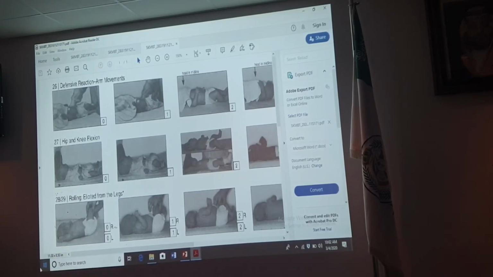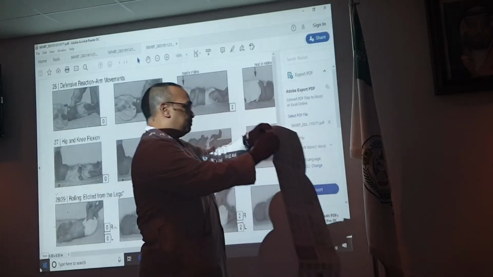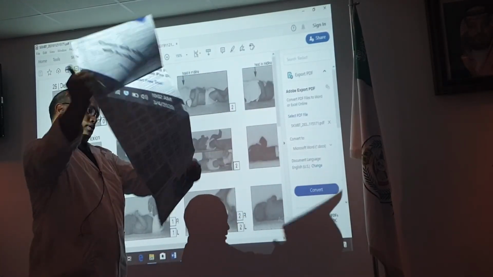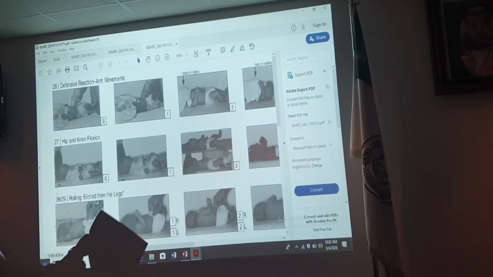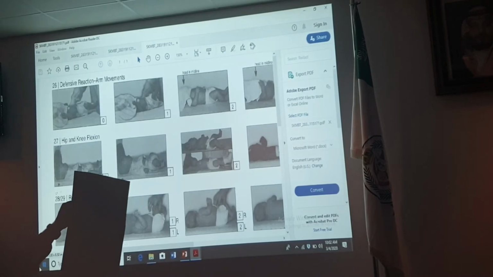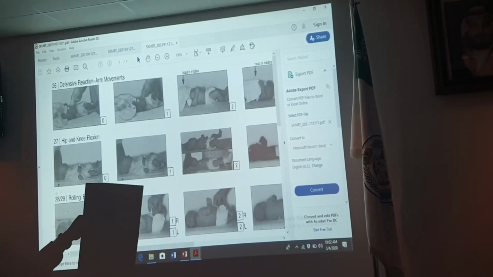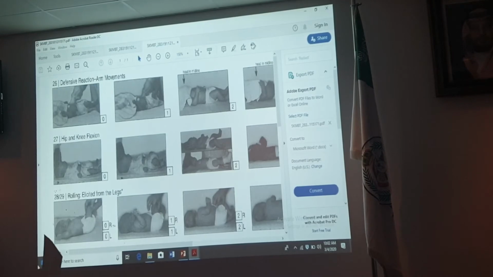I don't have this page. That is from 18 to 25. You can read this. That is head control lower from sitting. Read this and you can have a scoring.